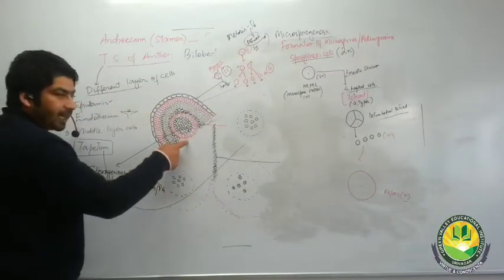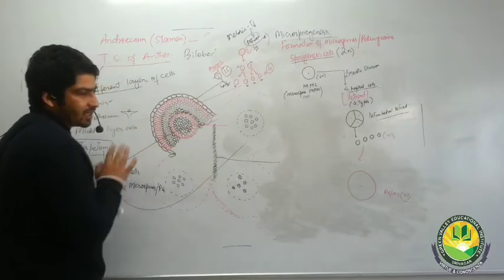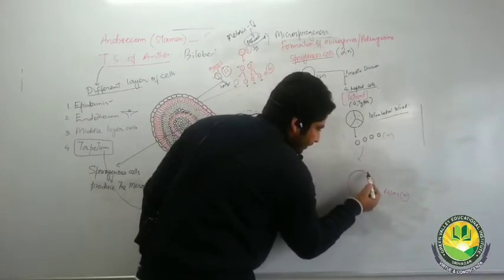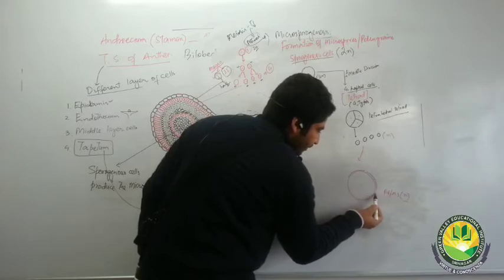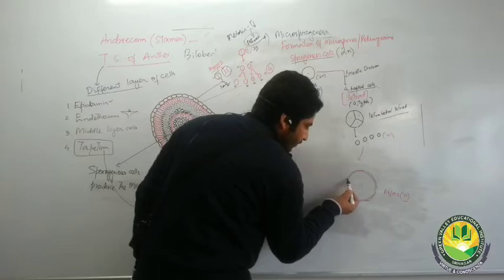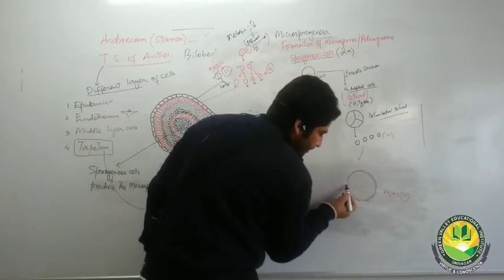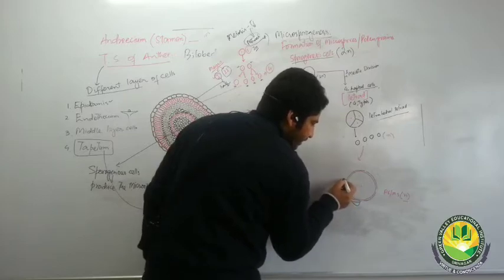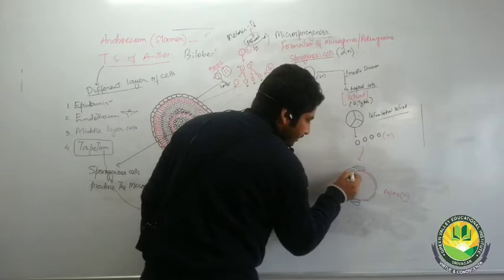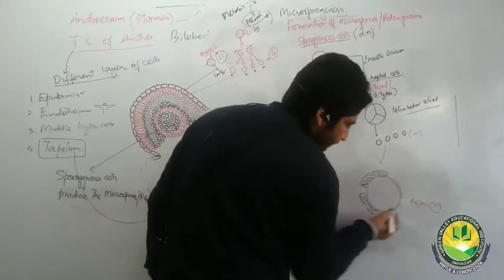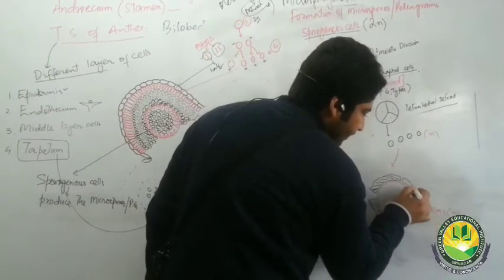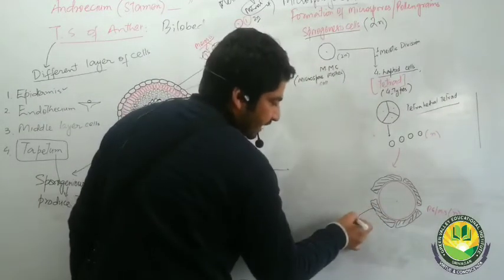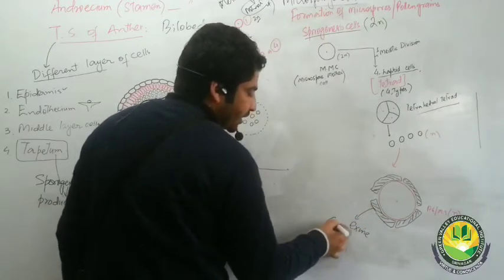Now we said that from the tapetum, sporopollenin secretion will come. This sporopollenin secretion would come like this. It is one of the most resistant substances, a tough substance. This makes it the outer layer of this pollen grain. And this is called the exine, or outer layer of the pollen grain.